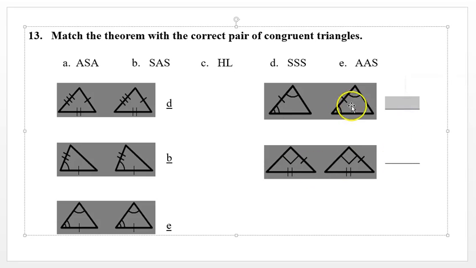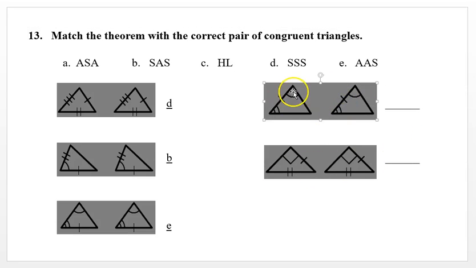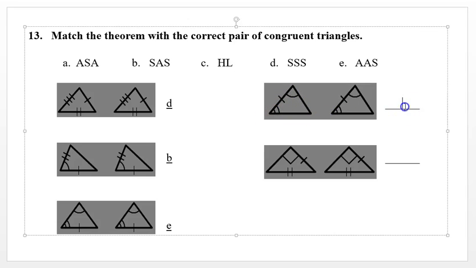Okay. This one right here, let's look at this. We have, again, going in a counterclockwise motion, two angles, then a side, then another angle. Okay, so angle, side, angle is what that is going to be. So choose A for that one.